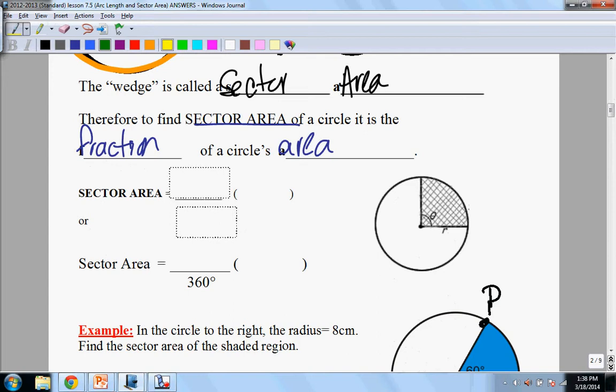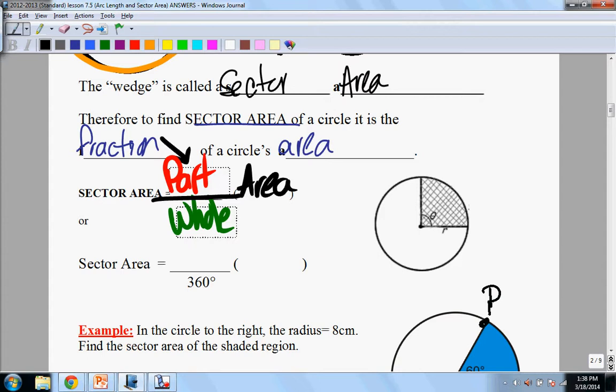Okay, got it. Ready? So a sector area, see that word fraction? I'd like you to draw here and write the word part over a whole. That's what a fraction is. It's a part over a whole, times the area. See, so I was right. You're getting there. You're just a little ahead. So, a fraction of the area, a part over whole is fraction, okay? If you have 4 slices of pizza and someone eats 3/4 of it, they've eaten 3 parts of 4 parts. That's why it's a fraction.